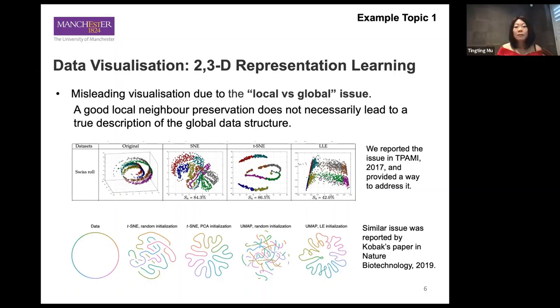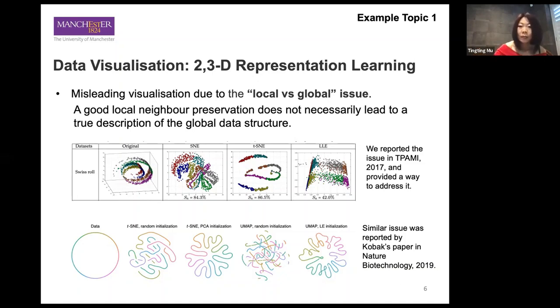This same issue was also reported by another paper 2 years later, published in Nature Biotechnology. They used circular data as an example. You can see the 4 figures on the right next to the circular data. They have very different global data structures due to the different settings used for different algorithms.